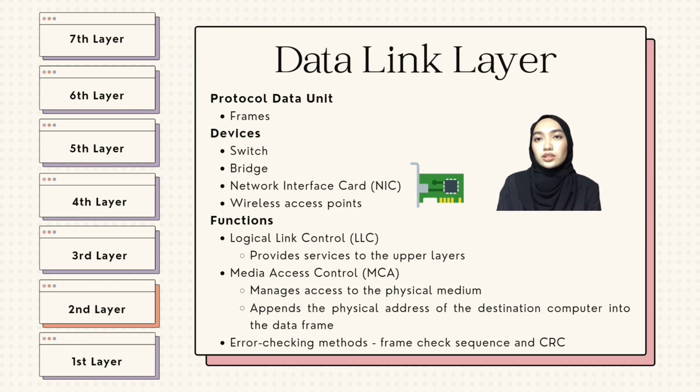The devices used in this layer are the switch, bridge, network interface card, which is NIC, and wireless access points. There are two data link layer sublayers, which are logical link control, which is LLC, and media access control, MAC. LLC provides services to the upper layers, while MAC manages access to the physical medium and appends the physical address of the destination computer.